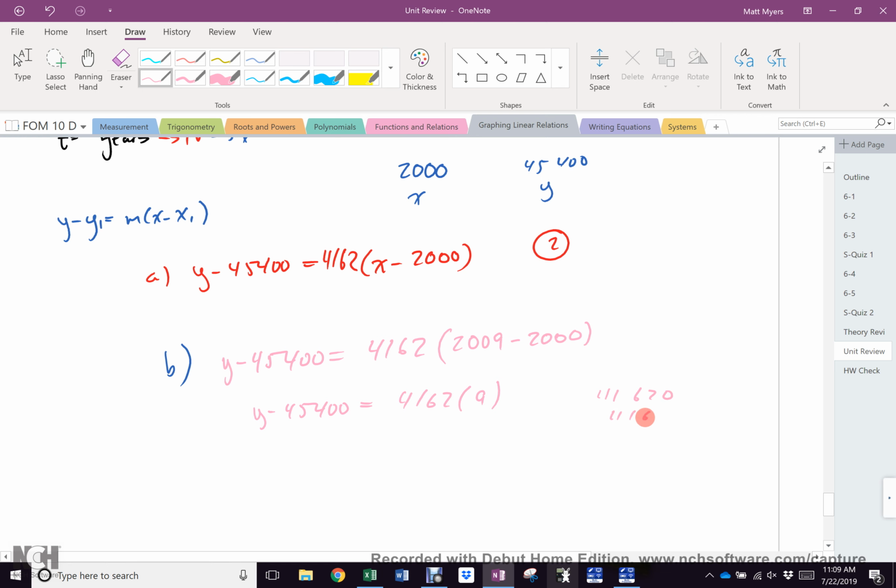41,620 minus 4,162, 8, 5, 4, 11 minus 4 is 7. 37,458. 37,458. Bring that over. Y equals 82,858. For 2 marks, making that page out of 4.